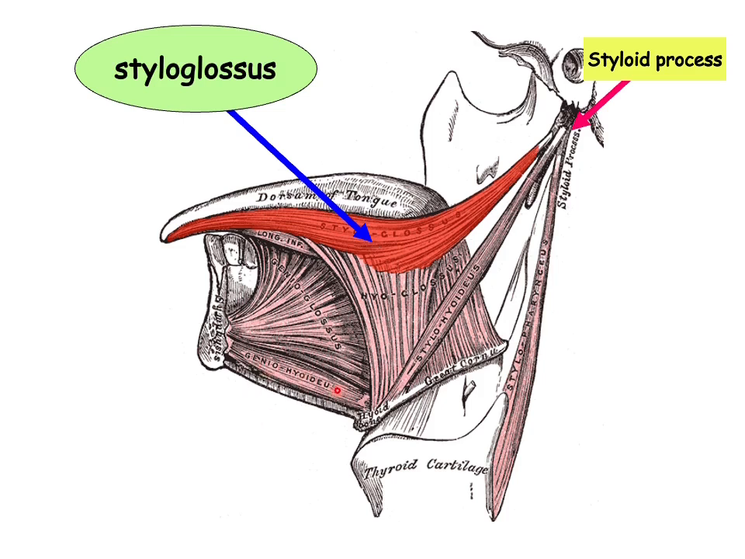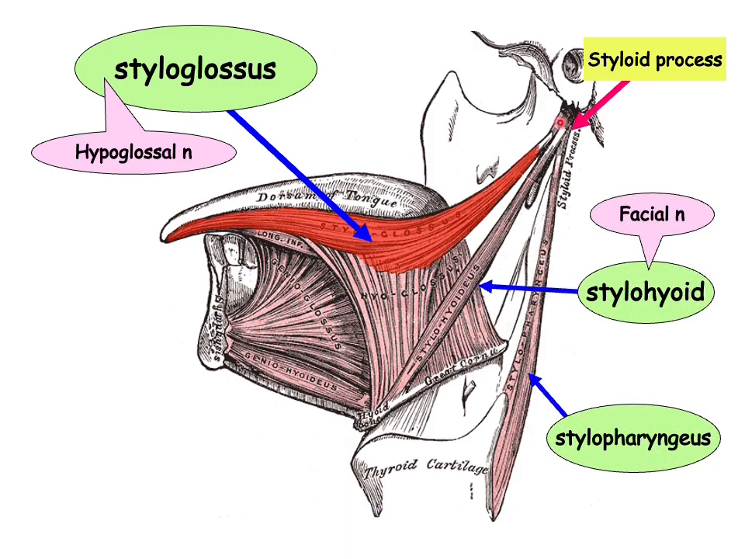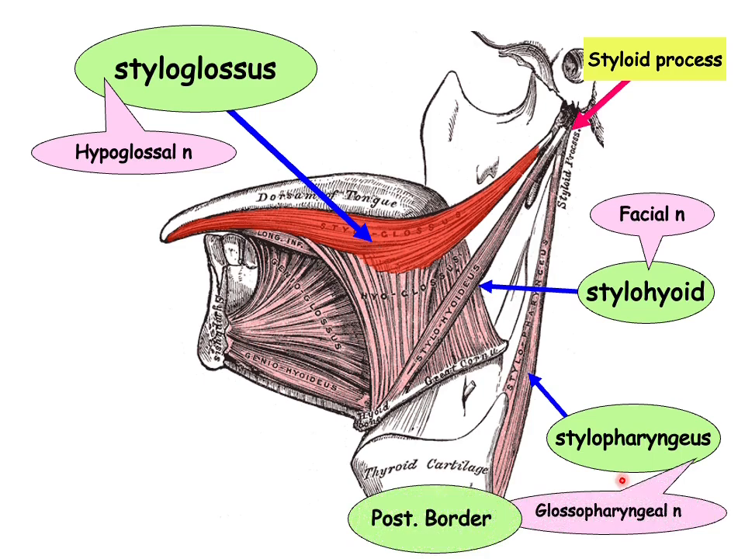Another small muscle here coming from the geniotubercle to the hyoid bone is the geniohyoid muscle. Remember that this muscle is going to be supplied by the hypoglossal nerve. The stylohyoid is going to be supplied by the facial nerve, and the stylopharyngeus muscle is going to be supplied by the glossopharyngeal nerve, as attached to the posterior belly of the digastric.